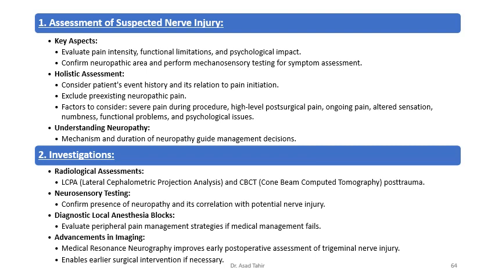Investigations. Radiological assessments. LCPA and CBCT, cone beam computed tomography, post-trauma. Neurosensory testing. Confirm presence of neuropathy and relation with potential nerve injury. Diagnostic local anesthesia blocks. Evaluate peripheral pain management strategies if medical management fails. Advancements in imaging. Magnetic resonance neurography improves early postoperative assessment of trigeminal nerve injury, enables earlier surgical intervention if necessary.